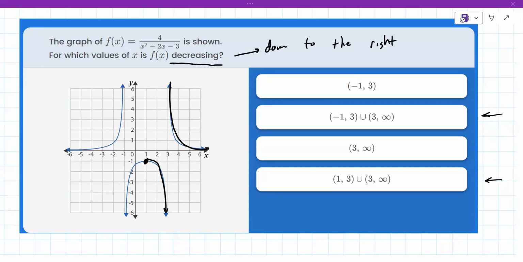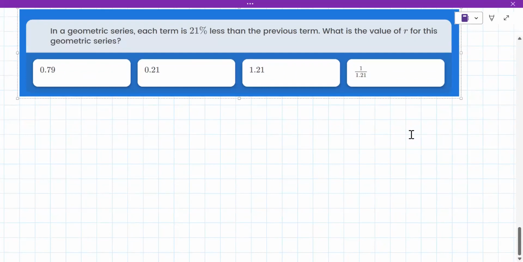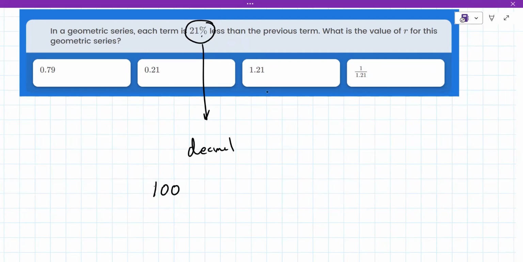All right. So take a look at this question here. It's kind of outside what you've been doing. In a geometric series, each term is 21% less than the previous term. Okay, 21% less. So I want you to convert this to a decimal, and let's just say you started with 100. First convert this to a decimal and then decide when you multiply. Let's just start with that. What is 21% as a decimal?